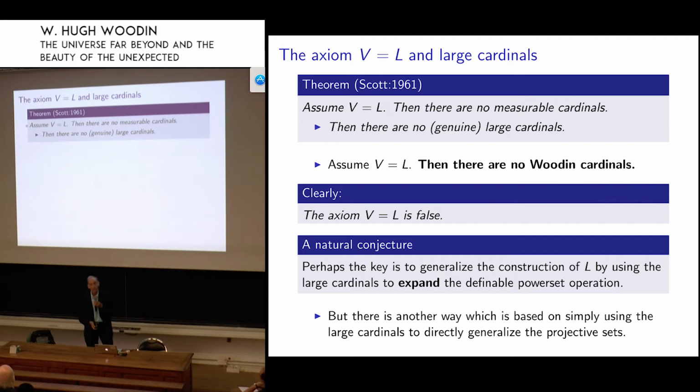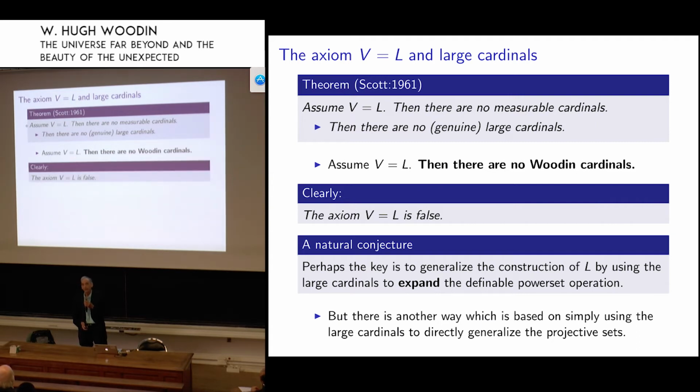So we have to go back to large cardinals. The axiom V equals L and large cardinals. Scott showed in 1961, and that's before Cohen's results, that if you assume V equals L, there are no measurable cardinals. In fact, there are no genuine large cardinals. More disturbing to me, if you assume V equals L, there are no Woodin cardinals. So there's a conclusion: the axiom V equals L is false.